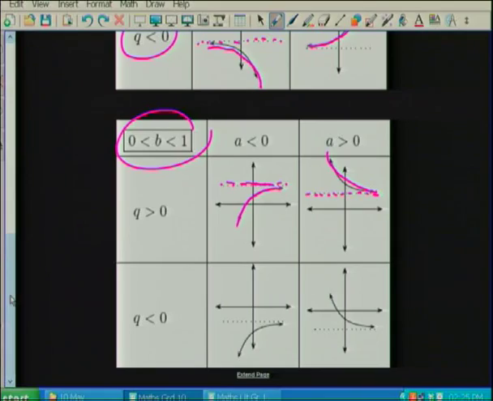So that's very important to remember. Q determines the asymptote. A positive A means above the asymptote, a negative A means below the asymptote. If B is bigger than 1, your graph will go further away from the asymptote as you look from left to right. If B is between 0 and 1, your graph will come closer and closer to the asymptote.